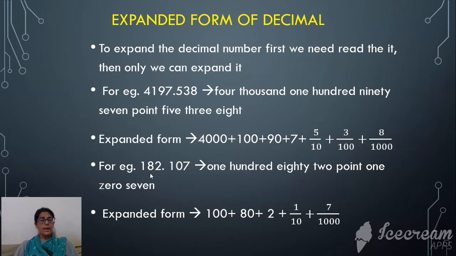Once again I will explain this number. 182 means 100 plus 80 plus 2 plus 1 upon 10 and plus 7 upon 1000. Okay. So this is known as the expanded form.